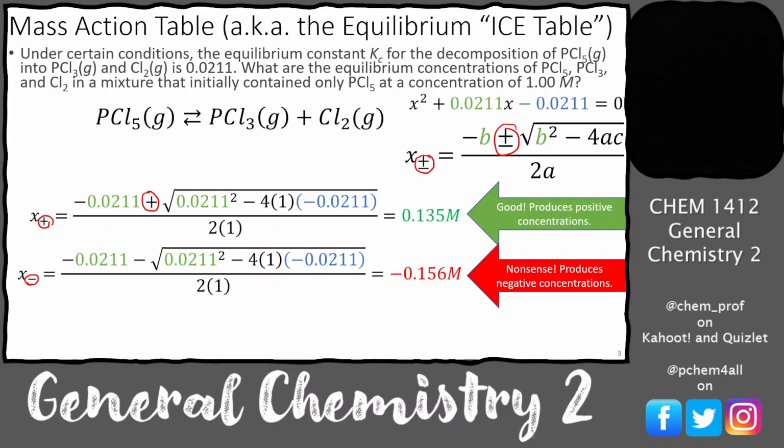Is it possible to have both positives? I've never seen it. They might be both positive here, but when you do the ice table calculations and put them in for X, it'll produce negative concentrations. Yeah, and one of them, there'll always be one that makes sense and one that doesn't.